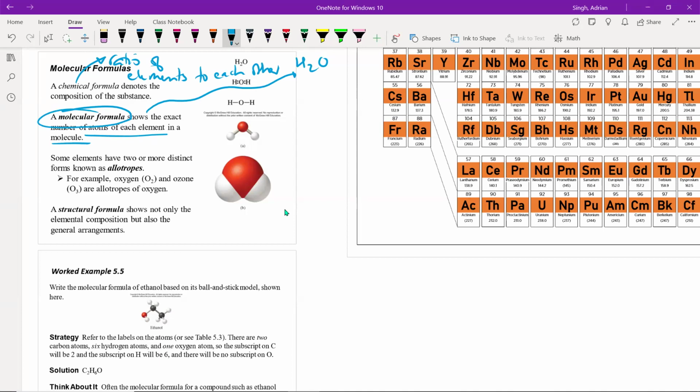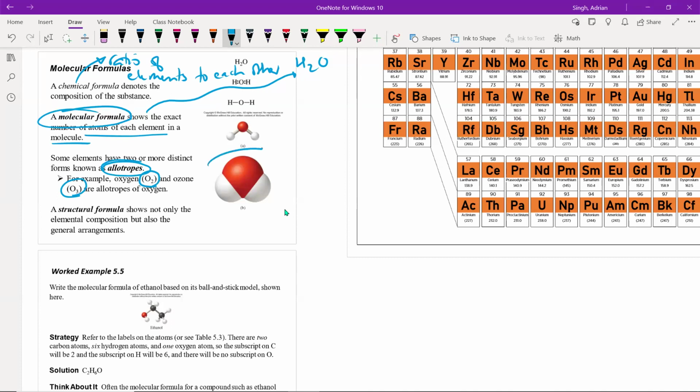Some elements actually exist in different forms under normal conditions. So when you have elements that have 2 or more distinct forms, we refer to these as allotropes. And now this is in contrast to isotopes that we saw earlier on. It's important to note the difference between them. An allotrope would be a different form of an element. So for instance, oxygen can occur as normal O2 that we breathe in, but higher up in the atmosphere, oxygen can occur as ozone, which is O3. So those are different forms of oxygen, the element, either O2 or O3.